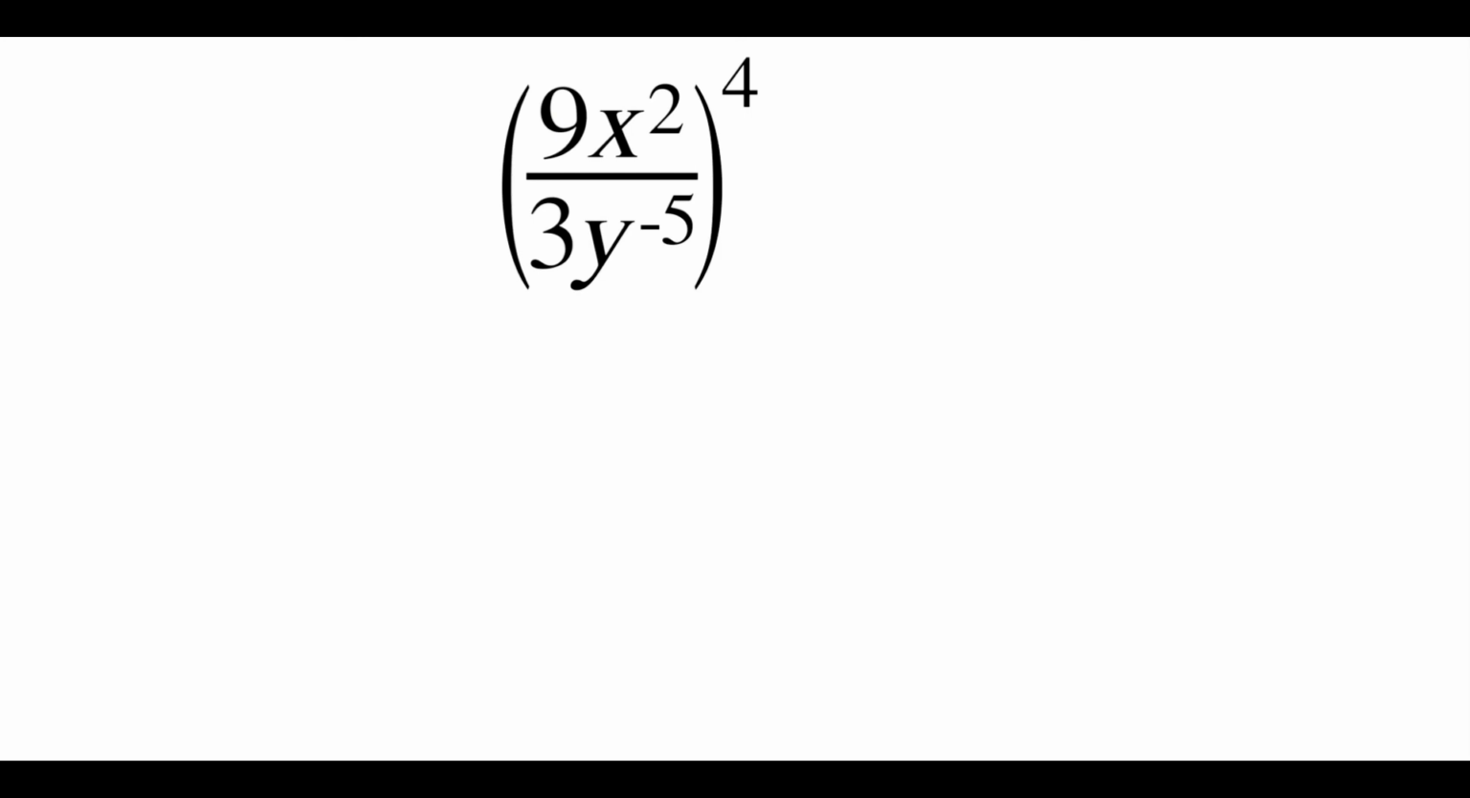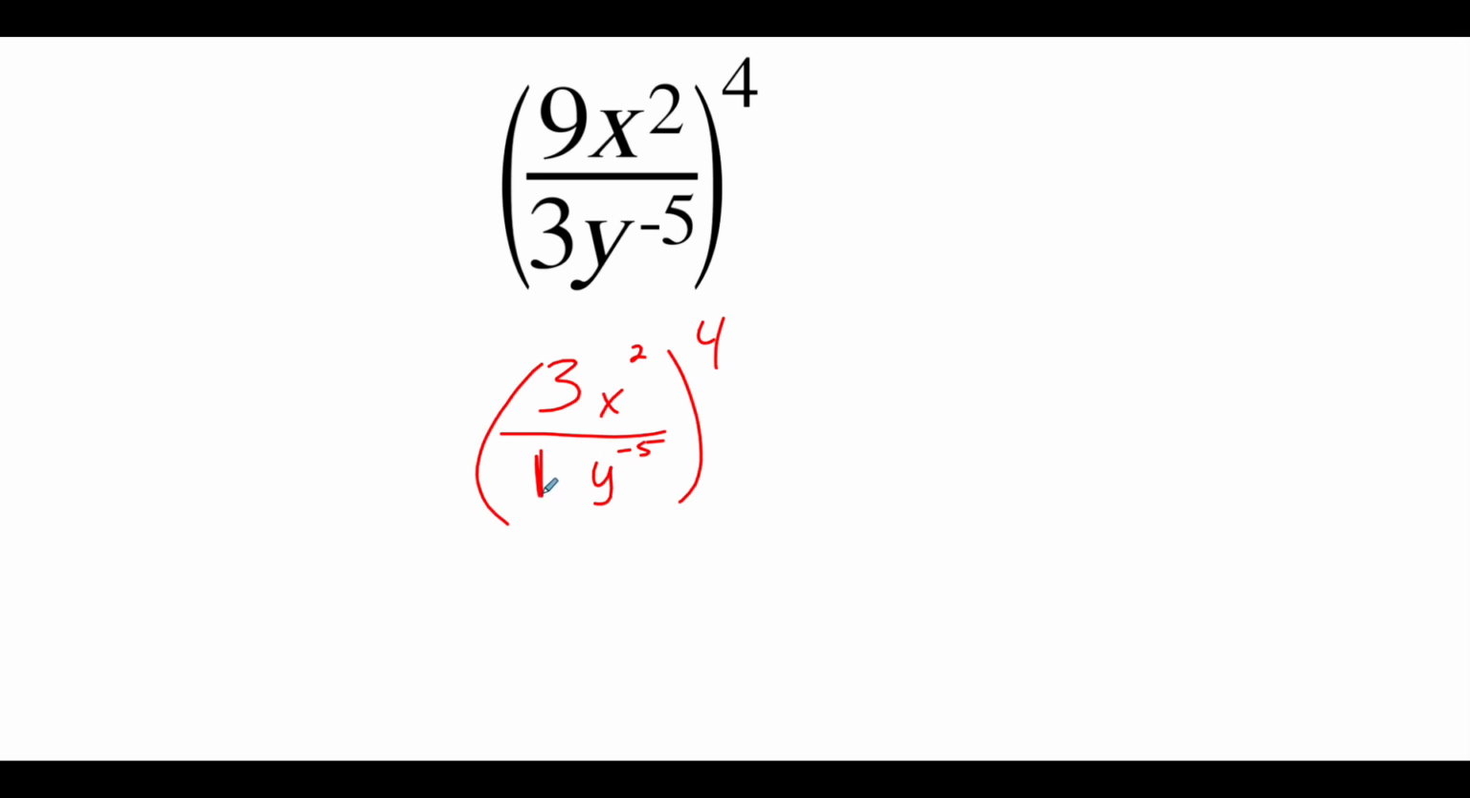Now sometimes when you're dealing with fractions, you might notice that you're able to do some reducing right away. So on this one we have 9x squared over 3y to the negative 5th power, and all of that's being raised to the 4th power. I notice that we can do this 9 divided by 3. We can reduce that down. Both of these are divisible by 3, so 9 divided by 3 is 3, and 3 divided by 3 is just 1. Now that x squared is still an x squared, and that y to the negative 5th is still y to the negative 5th, and we're raising all of this to the 4th power.